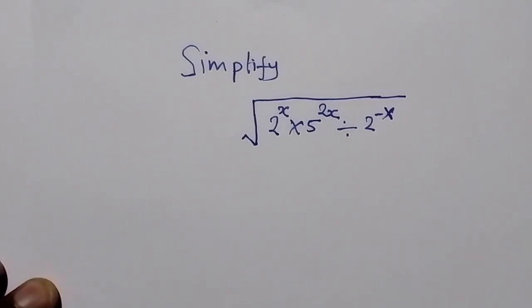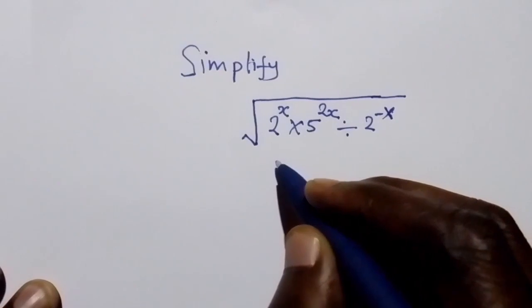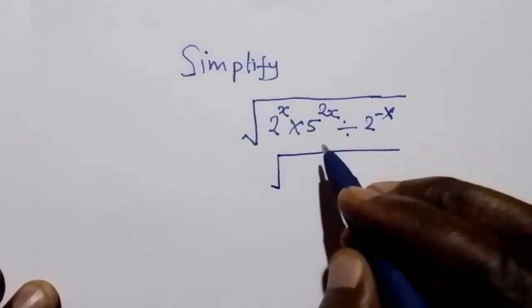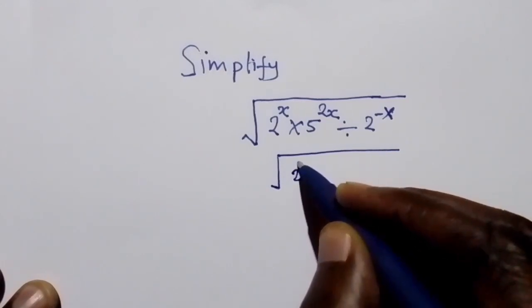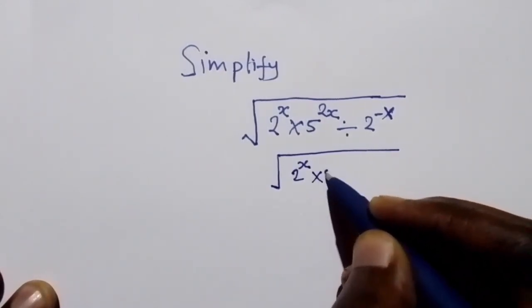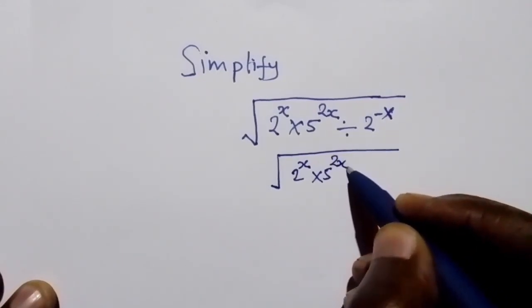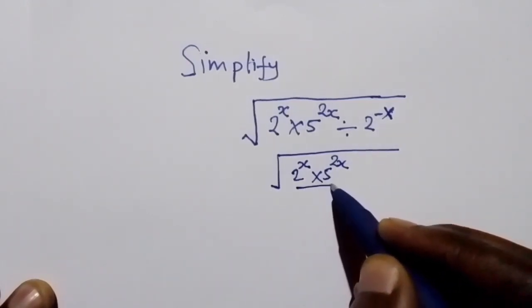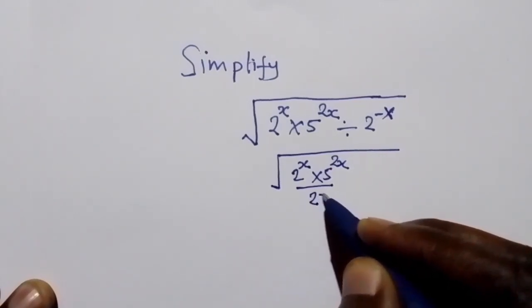Simplify the square root of 2 power x times 5 power 2x divided by 2 power negative x. So we can write this as the square root of 2 power x times 5 power 2x, divided by 2 power negative x.